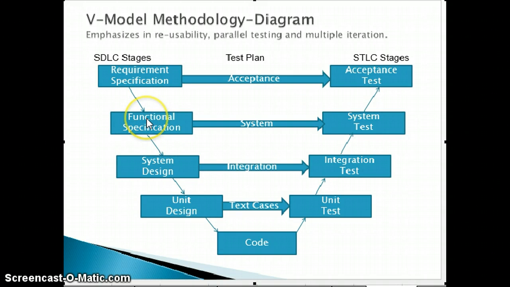And the next stage would be the functional specification stage, and then in parallel to the functional specification stage, you would be performing system test. And if the system test failed, then it would go back to the functional specification stage and be corrected, and then retested until it finally passed the test.